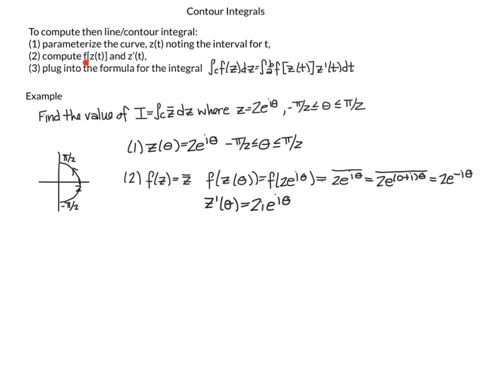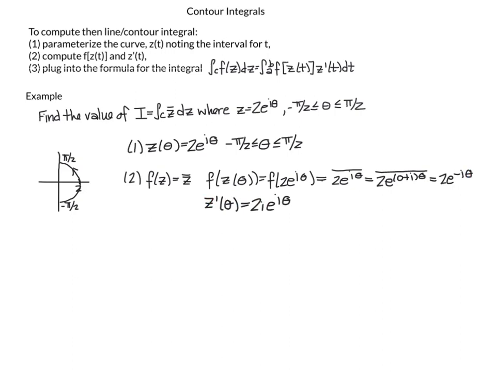My next step is to compute f composed of z and z prime of t. This is function composition, that's what I mean by f composed of z. So my f of z, I identify that as z bar. So f composed of z of theta is equal to, I want to plug my parameterization of the curve, 2 e to the i theta, into f. That means I want the complex conjugate of 2 e to the i theta. You might want to write this out, or you might skip this step, but e to the i theta is just the real part 0 plus i theta. Then for the complex conjugate, you just change this i to a negative i, and the 0 stays. So you have 2 e to the minus i theta.